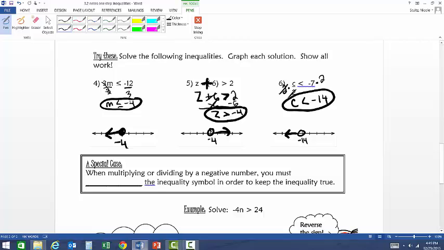Double check your graphs, see if they look like mine. Make sure you know whether to fill in the circle or not.